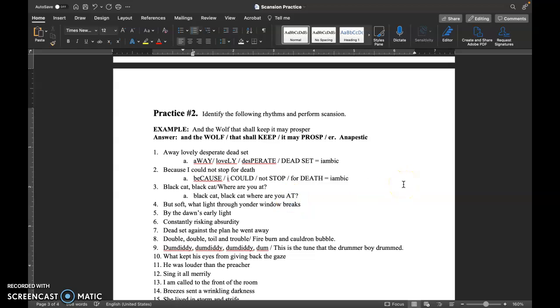Okay, this has to be strong. It has to be, because that's the purpose of it. All right, so let me look at the rest of it and see, where do I think I hear the strong accents? Black cat, where are you at? Black cat. So you would think, hey, these are both pretty strong, right? Black and cat, and say, you know, I can't decide it.